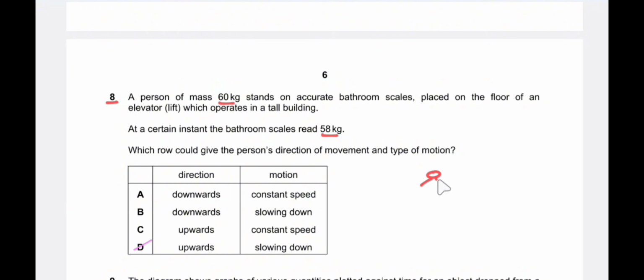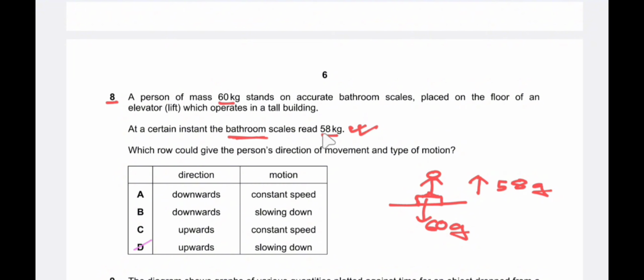So this is the person, and he is standing on a bathroom scale on the floor of the elevator. This is the elevator. This is the mass of the person, and from the person there is a weight acting downwards. The weight of the person is 60 g, where g is the gravitational field strength, and this reading on the bathroom scale is the upward force on the person.